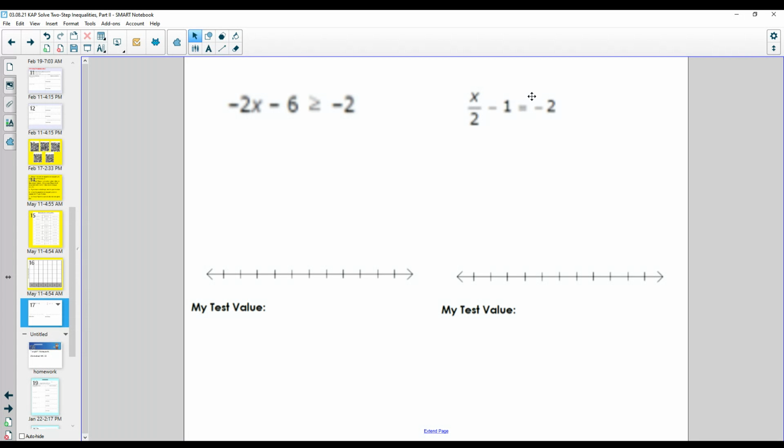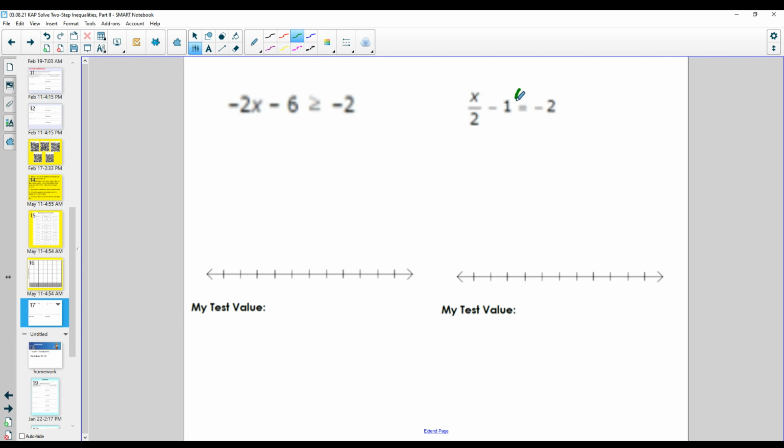How do I notice the equation? It has an equal sign. So what's the difference between these two? Well, the only difference is that here, we have to graph more than or less than. But pretty much you solve it the same way. So let's start with the equation first.